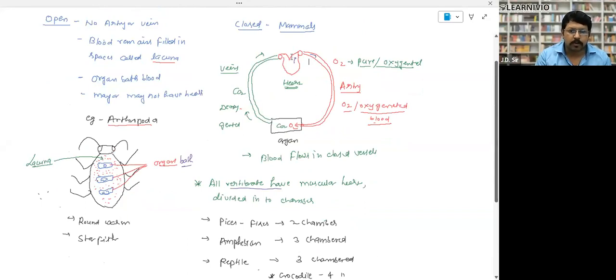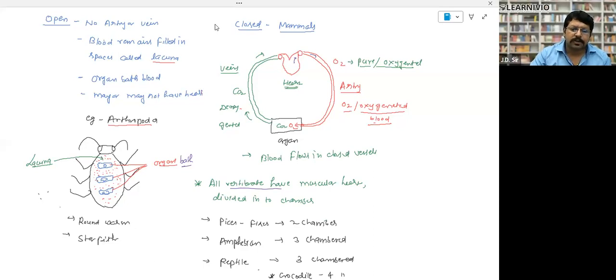Now, what is the closed circulatory system? The closed circulatory system is found basically in mammals. In the closed circulatory system, blood flows in arteries and veins. So there is a heart. From the heart, oxygenated or pure blood is transferred to the rest of the body and tissues.